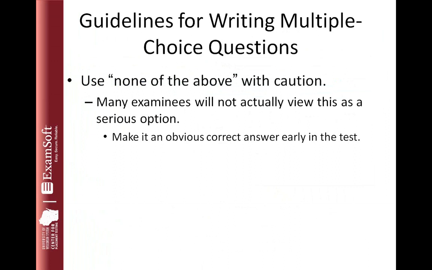recommend that if you are going to want to use "none of the above" in some of your items, then you should make it the obvious correct answer very early on in the test. One of your first, say, five items, "none of the above" should be the correct answer, and it should be a pretty easy item where most people will actually know that "none of the above" is correct. This helps to establish it as a viable option later on in the test.